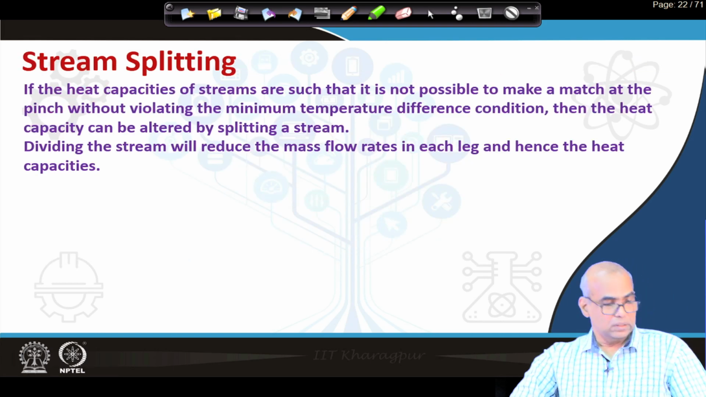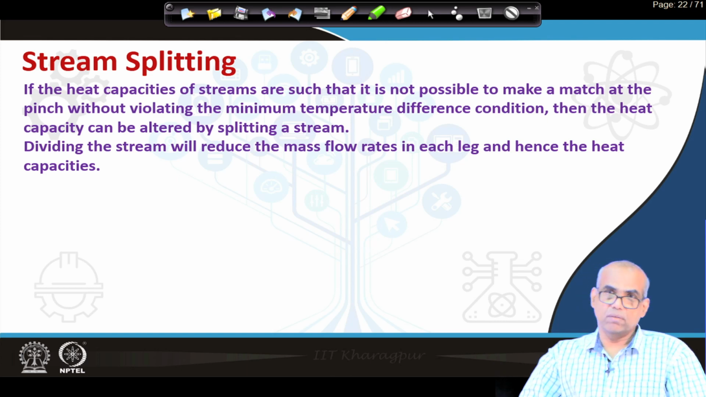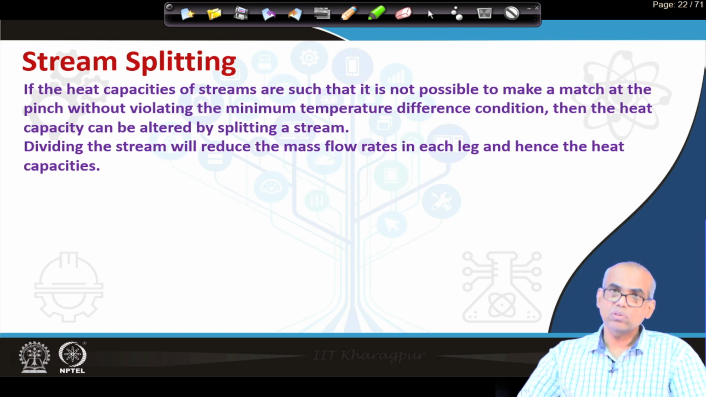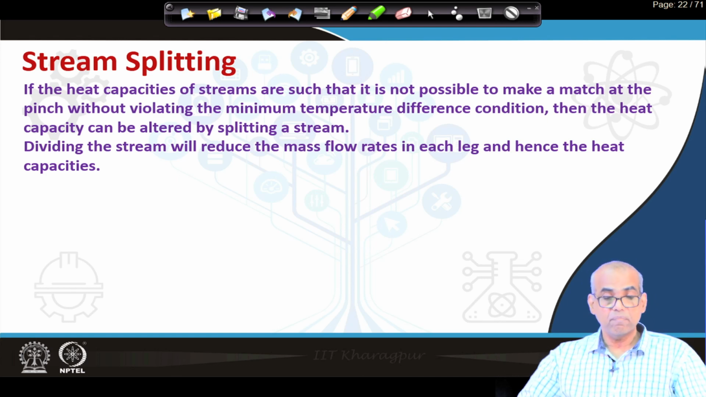Now, if the heat capacities of streams are such that it is not possible to make a match at the pinch without violating the minimum temperature difference condition, then the heat capacity can be changed by splitting a stream. That means a stream can be divided into two parallel streams, and by doing that we are basically changing the mass flow rate. So, thereby we are changing the heat capacities. So, stream splitting can be necessary when we do not find a possible match between streams.